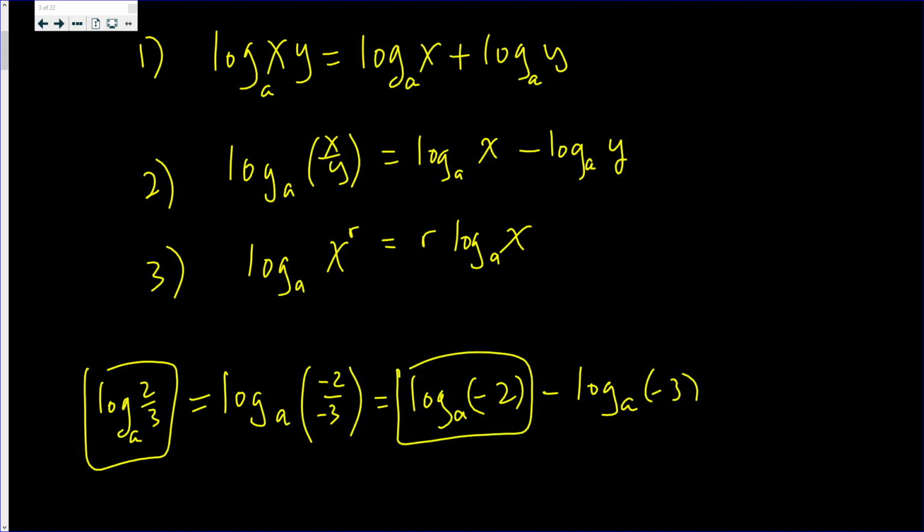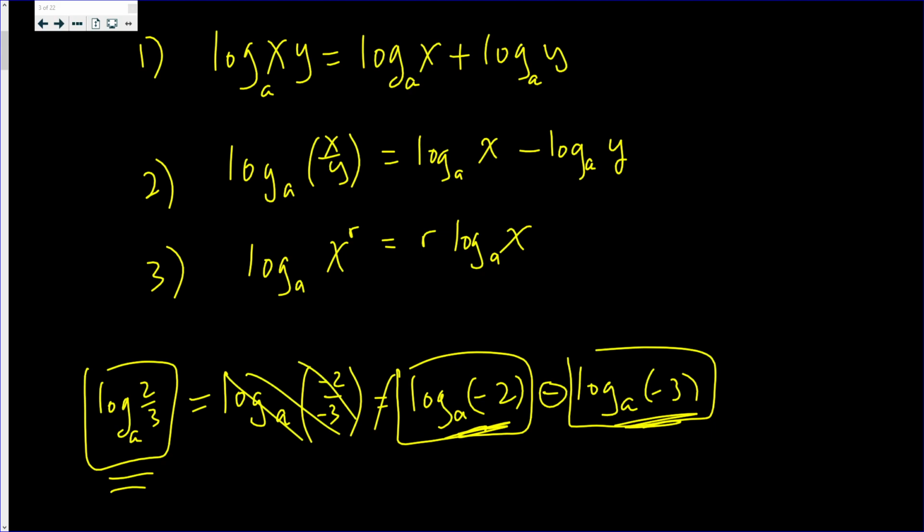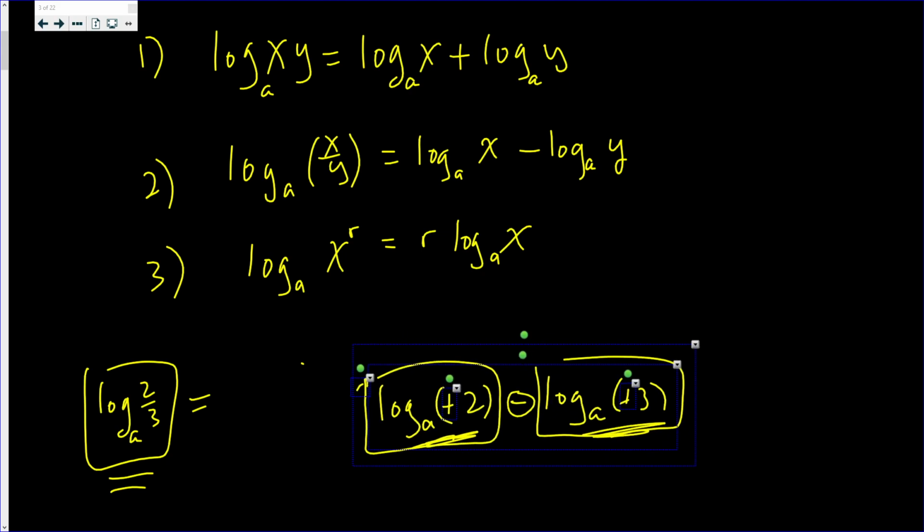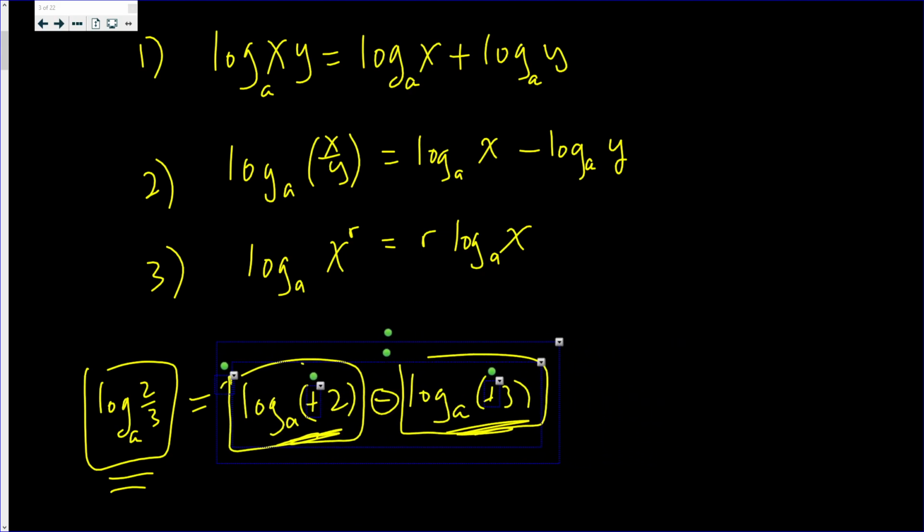But this doesn't. You can't take the log of a negative number. You can't subtract two things that don't exist. So it doesn't equal this. But if you ignore this moment and you did plus 2 and plus 3, yes, those two are equal. These two expressions are most definitely equal to one another.